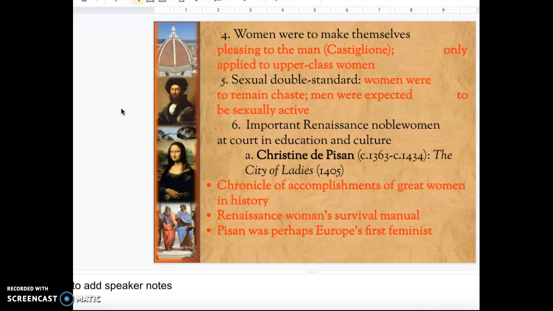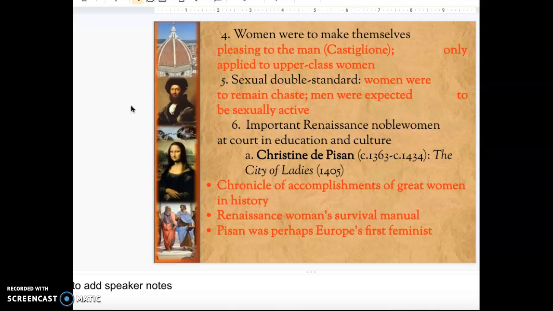So on your number 6, there are 3 important Renaissance noblewomen that we need to talk about. The first one is probably the most important of the 3, Christine de Pizan. And she had 2 different publications that were known at this time period. The first one you can see here is titled The City of Ladies, published in 1405. This was specifically a chronicle of accomplishments of great women in history.